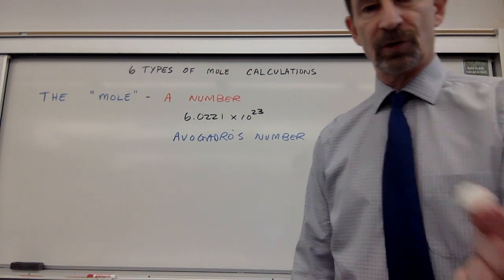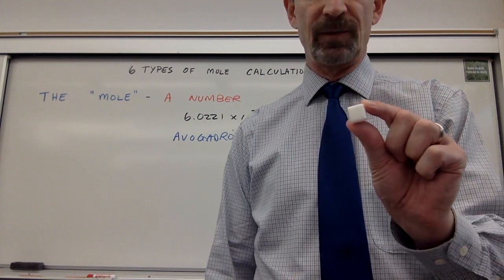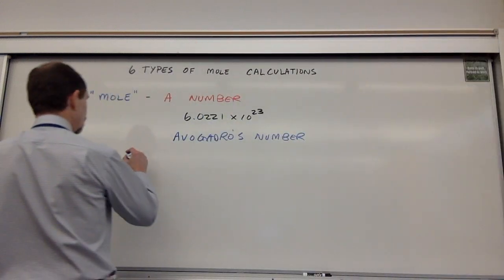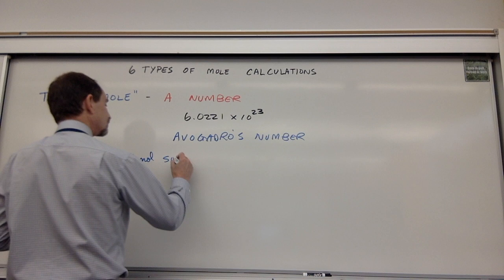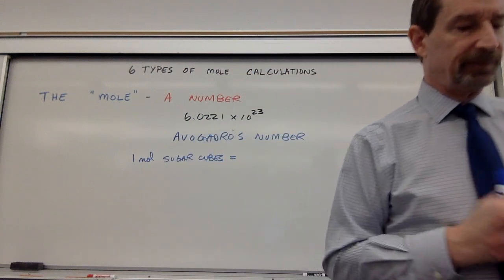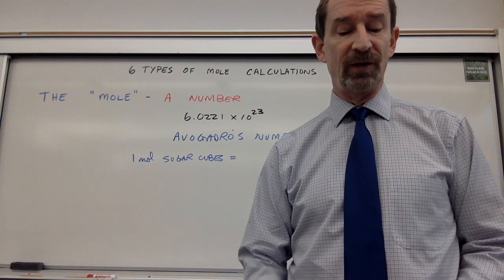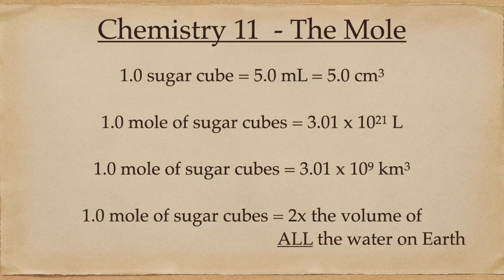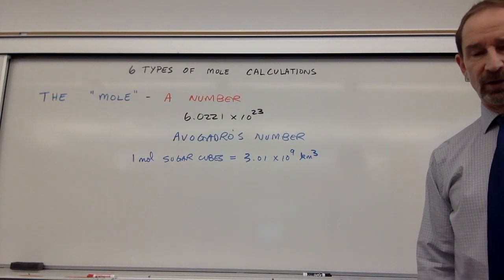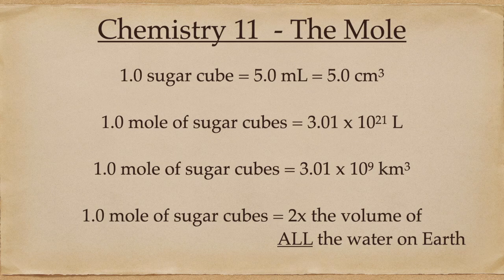If we take just an ordinary sugar cube, this is about 4.5 cubic centimeters. Let's round it up to 5 centimeters. If I take 1 mole of sugar cubes, how much is that equal to? Well, I did the math ahead of time, and 1 mole of sugar cubes works out to be 3.01 times 10 to the 21 liters, or 3.01 times 10 to the 9th cubic kilometers. 3 billion cubic kilometers. How much is that? That is 2 times all the water on Earth.